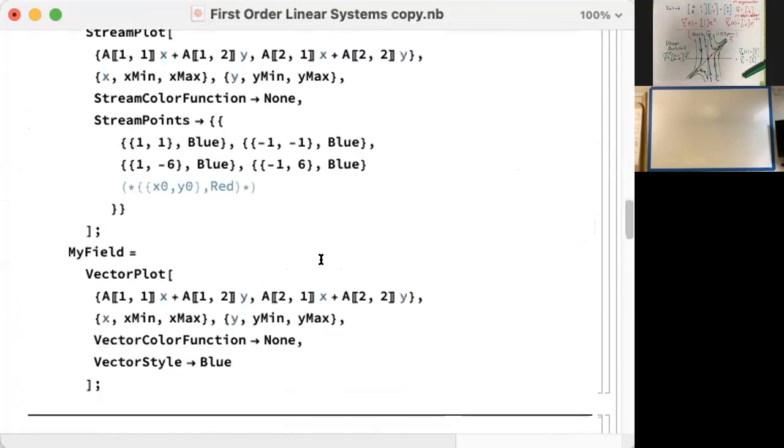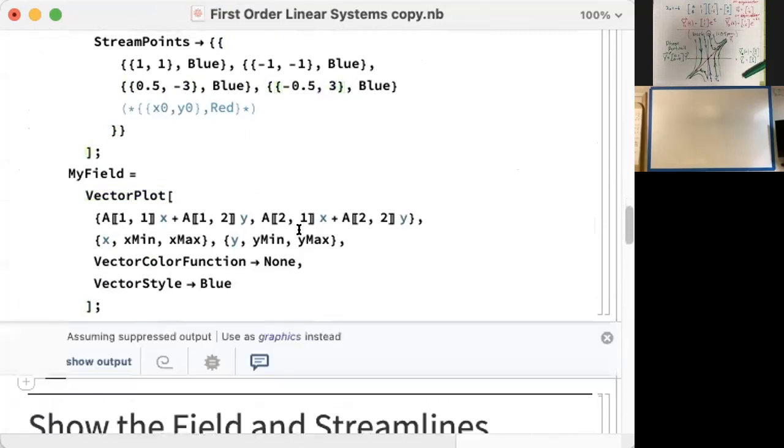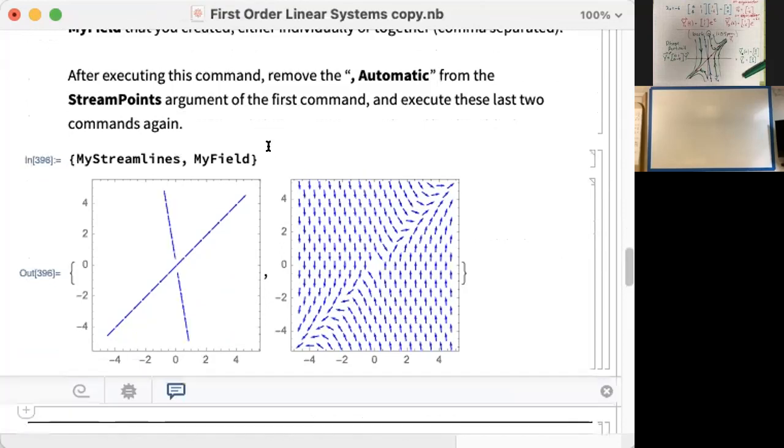Oops, somehow I lost the 1-1 and -1, -1, or the 1-6. Oh, the -6 is outside my window. I have to scale that. Let's call it 0.5 and -3, because that could give Mathematica a headache. I was referring to a point that wasn't in the window. I'm sorry that I'm hopping up and down. I hope you don't get seasick. There's the two straight line solutions.